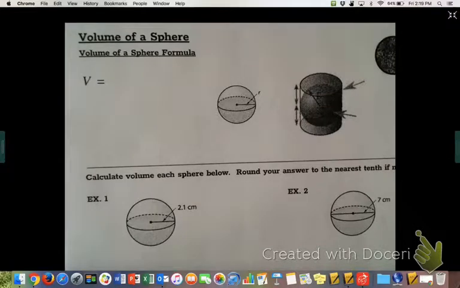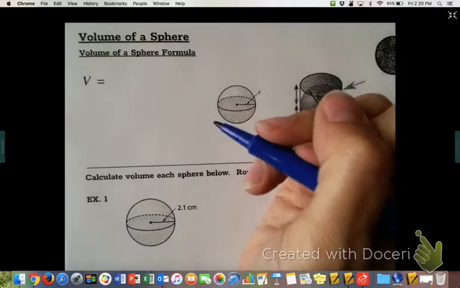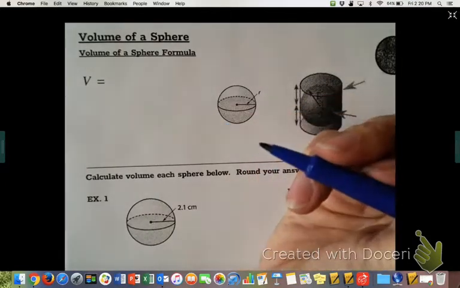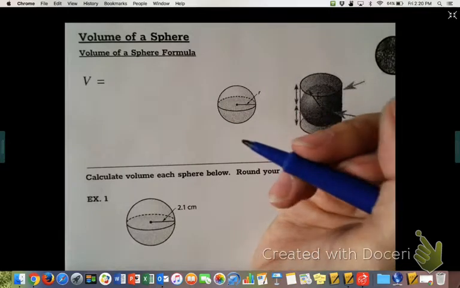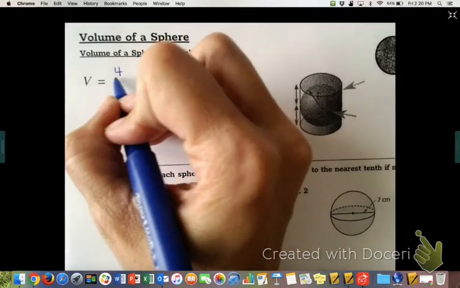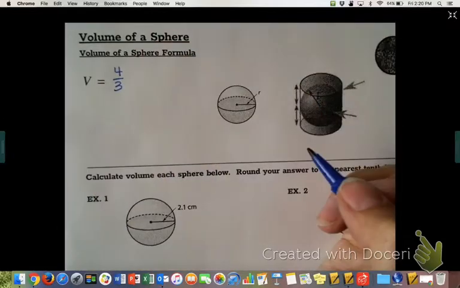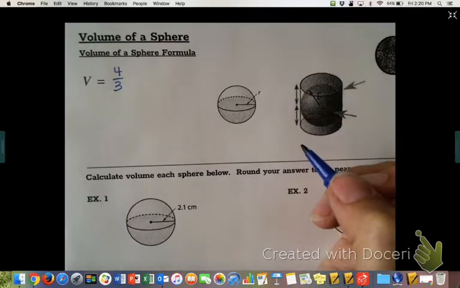Alright, last video this week. It is volume of a sphere, and this one is the weirdest formula yet, so all I can say is just try to memorize it. It's weird though. So the volume of a sphere is going to be 4/3. I know that's an ugly fraction, but that's why we have those fancy calculators.